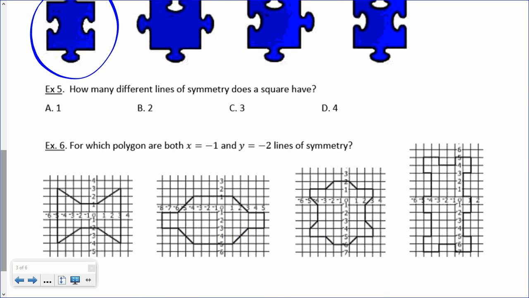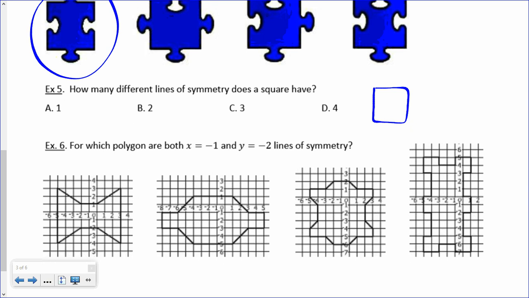Alright, I have not provided a visual for this next question. You can draw it yourself, right? How many different lines of symmetry does a square have? So imagine a square. What do you know about the sides of a square? They're all the same. So remember when I was talking earlier about regular shapes?